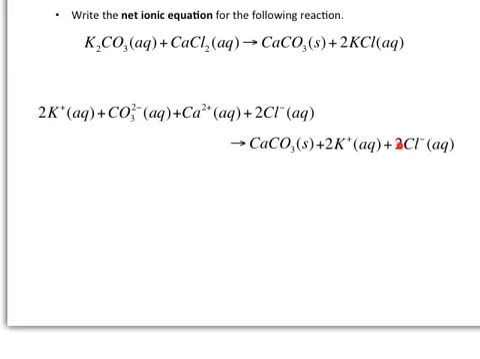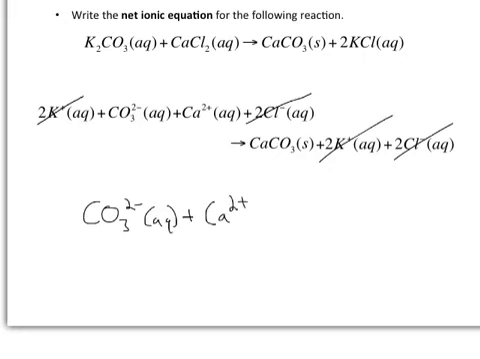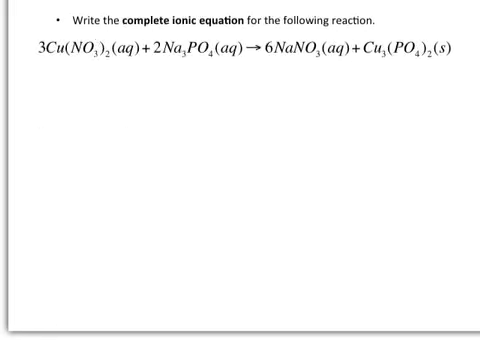So when I go from the complete ionic equation, as I have here, to the net ionic equation, I'm not going to include the spectator ions. So the 2 potassiums will cancel out. The 2 chlorides will cancel out. And what I'm left with is the species that are actually involved in the chemical reaction. So the net ionic equation is the following. All right, and we're finished at this point. So let's look at one more example.